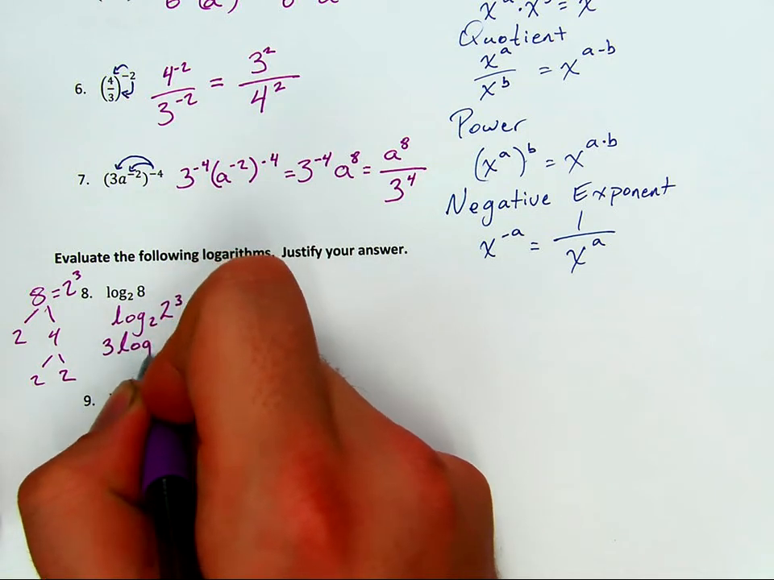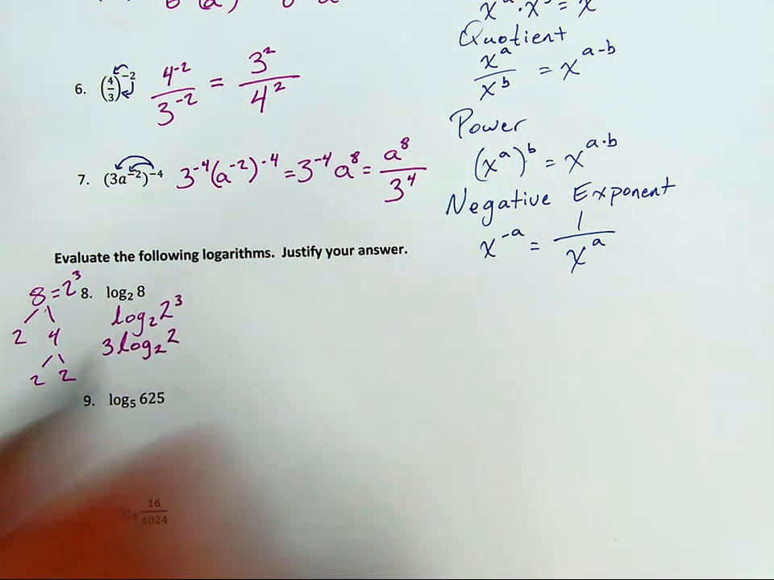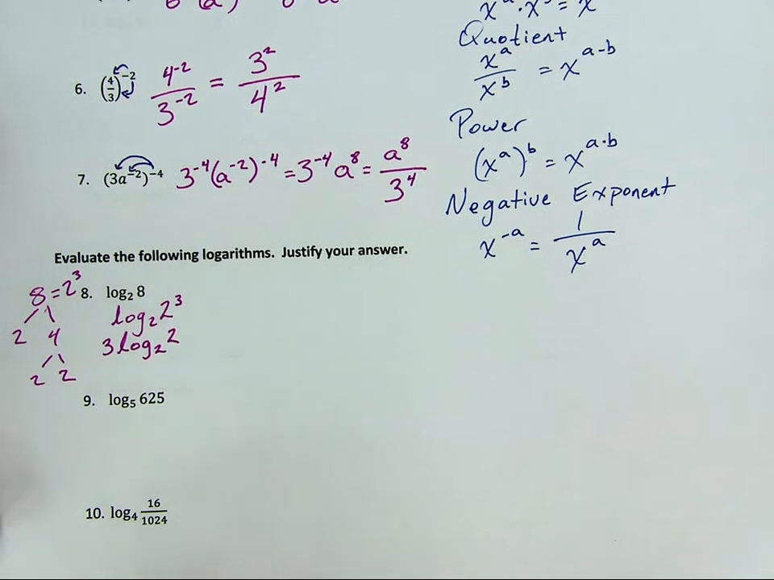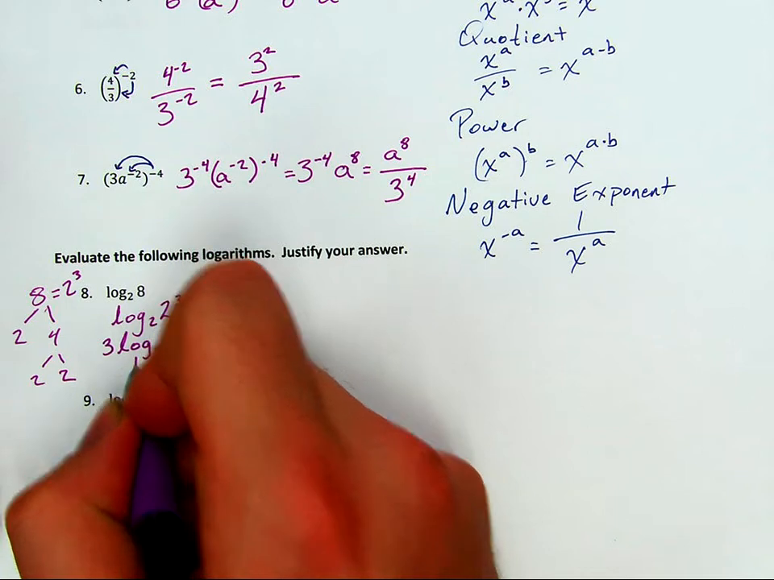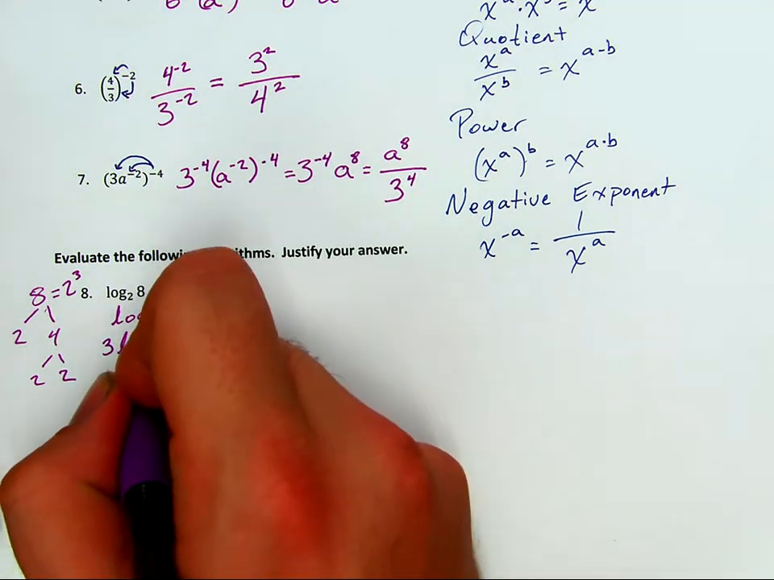Now, as we talked about in number 3, log base 2 of 2 is equal to 1. And then we're taking that 1 and multiplying that with 3. And now we get 3 times 1, which gives us 3.